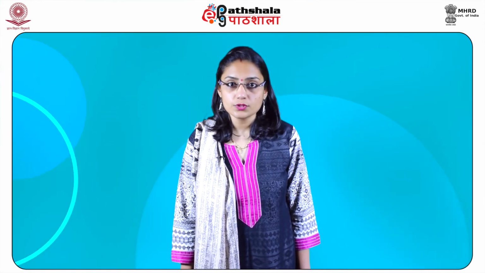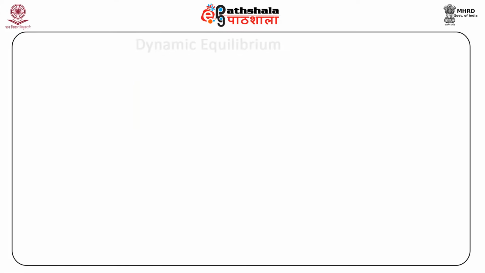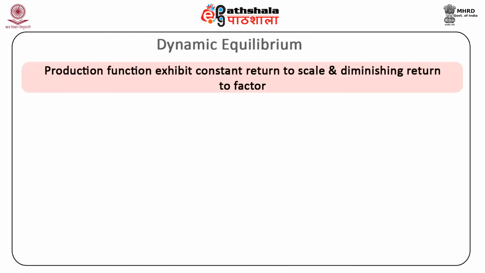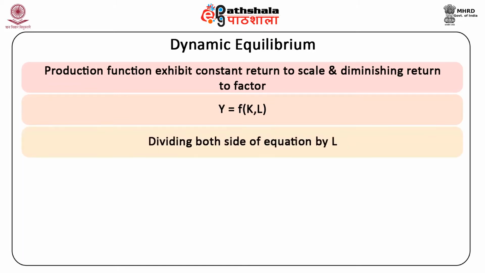The Solow growth model tries to explain the long-term growth of an economy. It explains how changes in capital stock, changes in the labor force and changes in technology affect the long-term growth of an economy. Moving on to the assumptions of the model, the production function exhibits constant returns to scale and diminishing returns to factor, that is, Y = F(K, L). Dividing both sides of the equation by L, Y/L = F(K/L, 1).